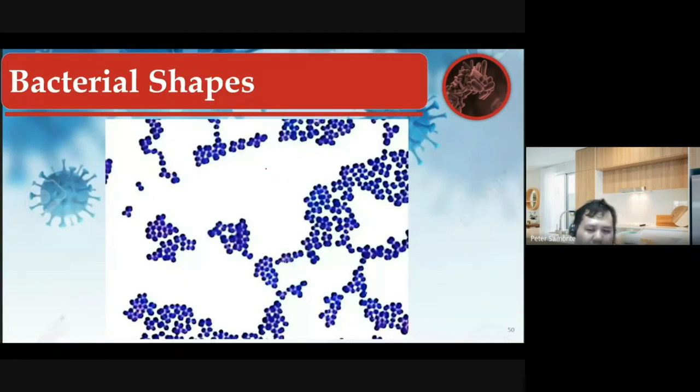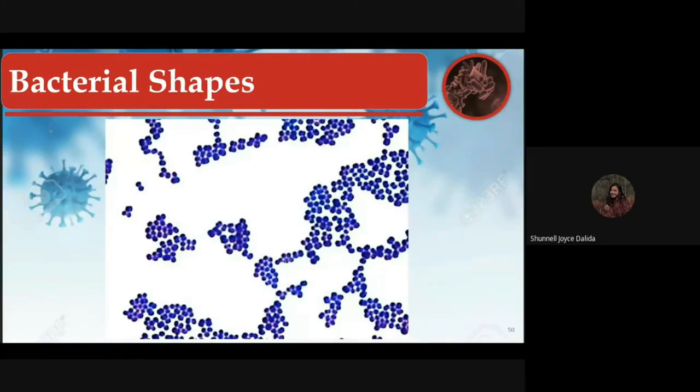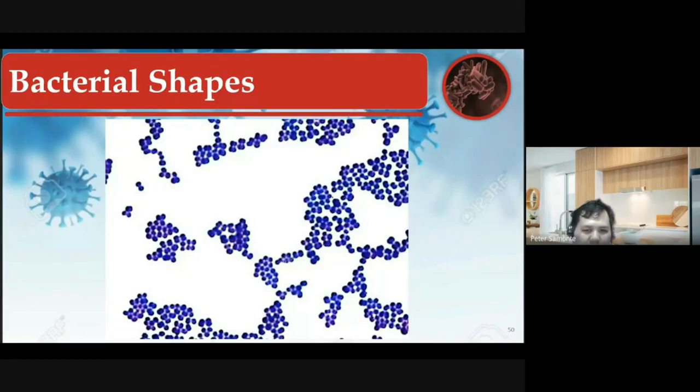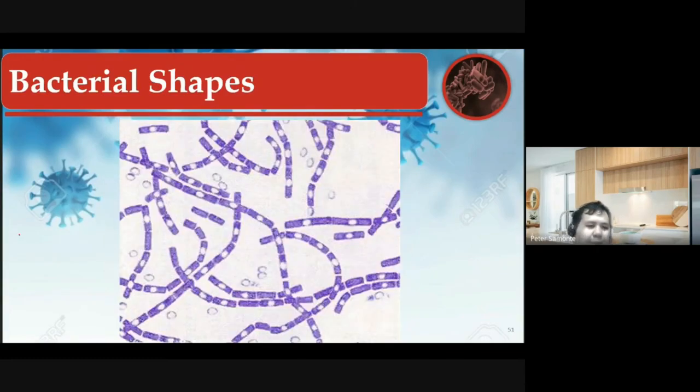Now, what bacteria is this, class? What's the gram? Ano? Okay, so this is your Staphylococcus aureus. They appear as gram positive in grape-like clusters. So you can notice, para silang grapes na dikit-dikit. How about this one?